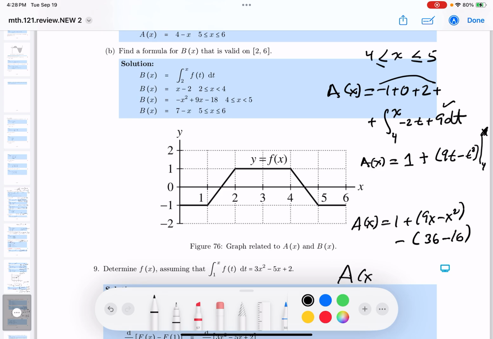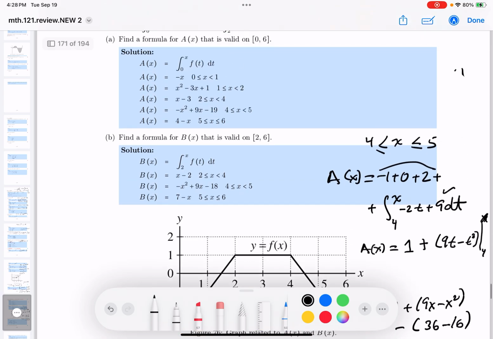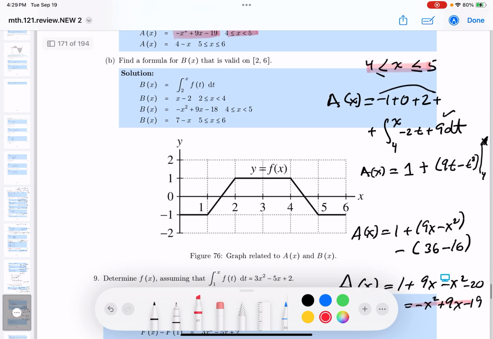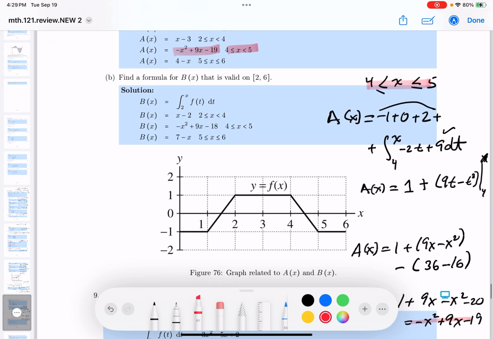That's A of x. A is a function of x. What do I see? 1 plus 9x minus x squared. 36 minus 16 is going to be 20, so it's going to be minus 20. Let's just clean it up a little bit, and what do you get? I'm going to say you get minus x squared plus 9x, and minus 20 plus 1 is going to be minus 19. And again, let's look at the key and see if we're getting that. And certainly, what am I trying to look for? I'm trying to look for this in the key on that interval, all right? So this is the interval they're talking about, and I see it right now. It's minus x squared, plus 9x minus 19. We're good with that.